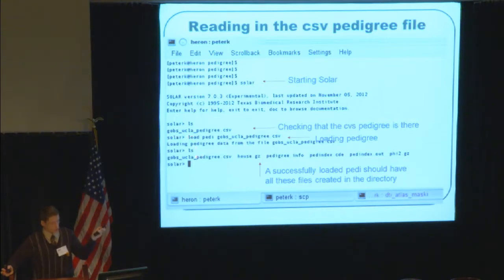And I give a command called load pedi, which stands for load pedigree, and then I give the file name. Solar reads that file, it analyzes its content, and then if I type ls, I can actually see that in addition to the original file, several more files appeared in the directory, including household matrix, pedigree info file, pedigree index, pedigree index.out, and phi2, which is the kinship matrix. As simple as that. All of those files are simple text files. You can unzip them, and you can read them out in Excel or any other package of your choice.